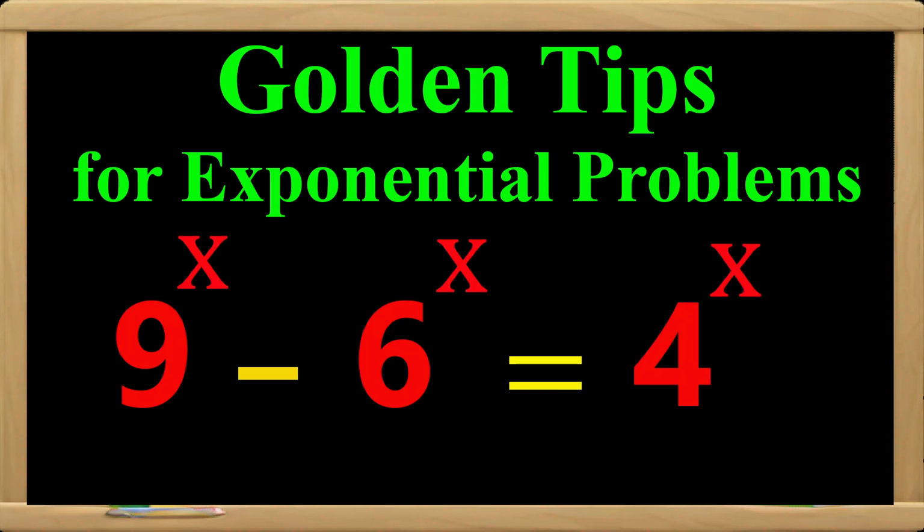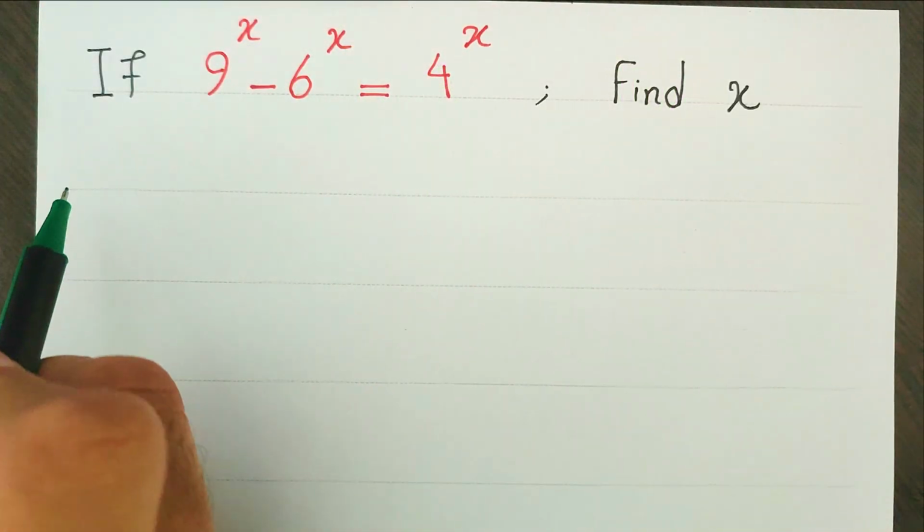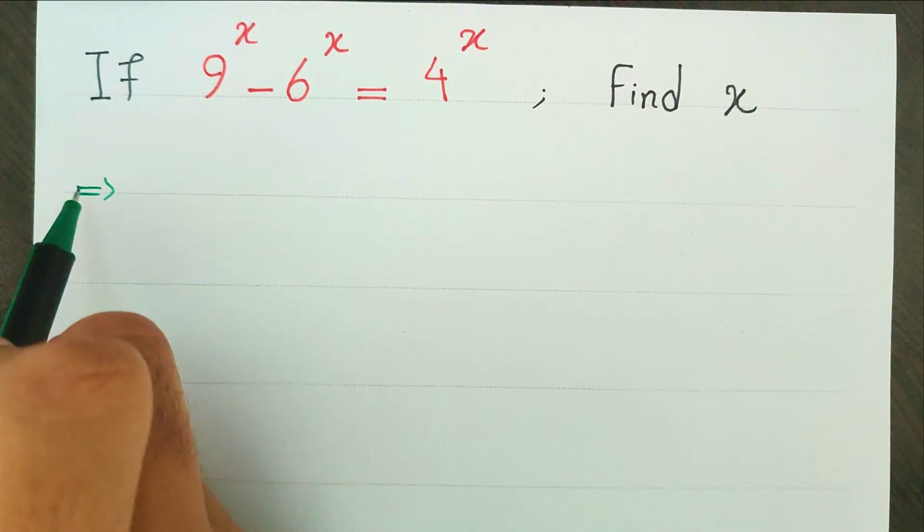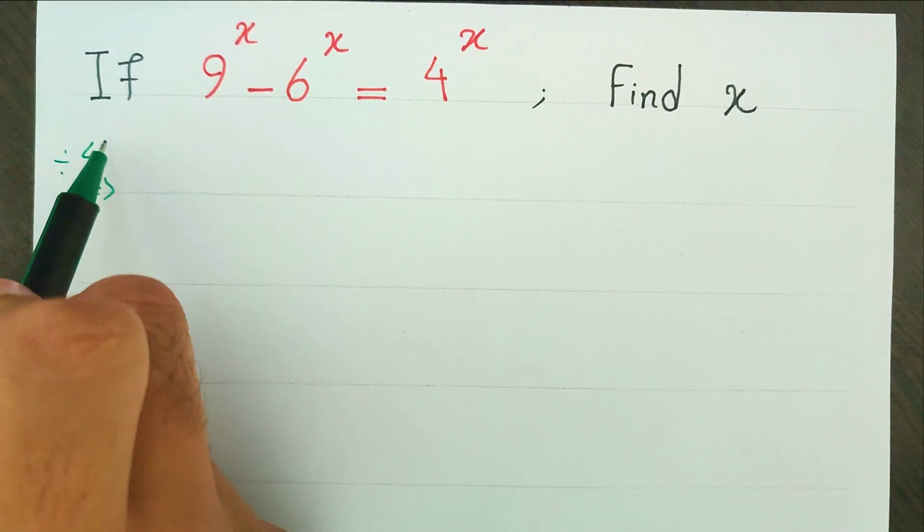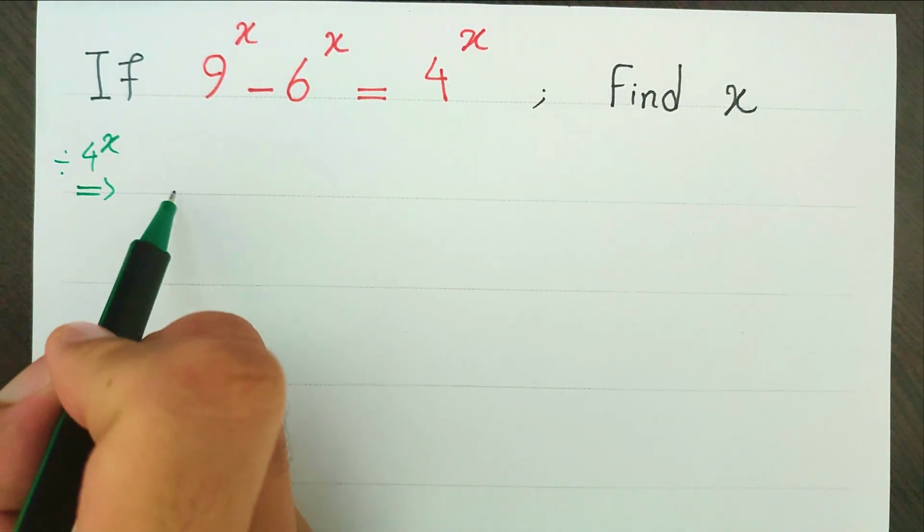Today we have an interesting equation to solve. 9 to the power of x minus 6 to the power of x equals 4 to the power of x. Let's solve this problem step by step. First, let's normalize by dividing the entire equation by 4 to the power of x.